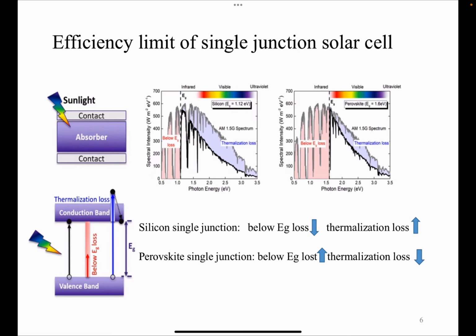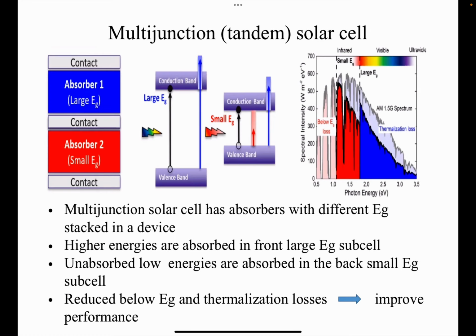Next, we have to see the efficiency limit of single junction solar cell. In single junction solar cell, the major issue is thermalization losses. The electrons flow from valence to conduction band, but some of the charges do not have such an energy to go to the conduction band, and some of them have higher energy, so they surpass the conduction band. We have to find out the solution in between. For that, we have created multi-junction tandem solar cells.